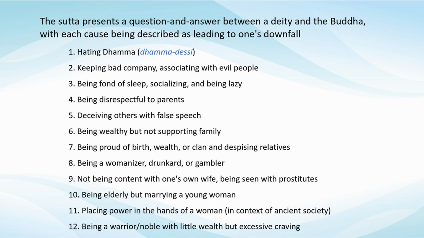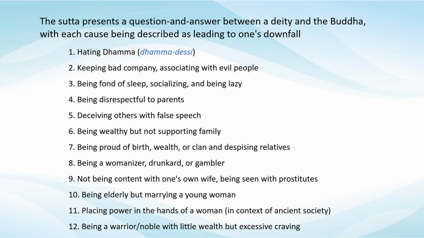Number 2 is keeping bad company, associating with evil people. Number 3 is being fond of sleep, socializing, and being lazy. Number 4 is being disrespectful to parents. 5, deceiving others with false speech. 6, being wealthy but not supporting family. 7, being proud of birth, wealth, or clan and despising relatives. 8, being a womanizer, drunkard, or a gambler.